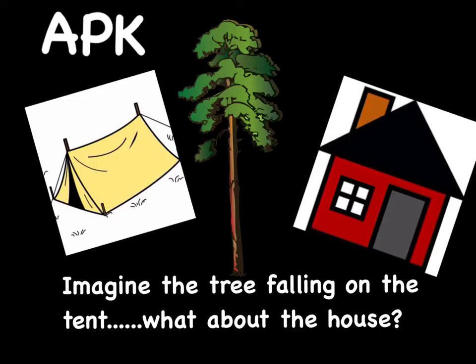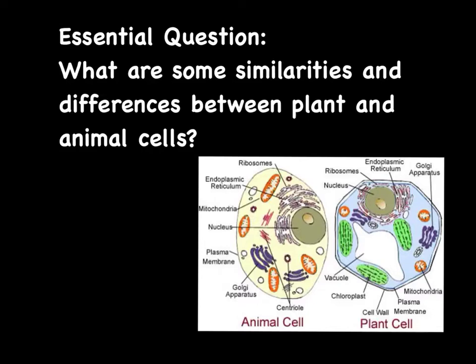And one of the things we're going to be looking at is what are the cells encased in? What is around them? What protects them? So our EQ for today: what are some similarities and differences between plant and animal cells?